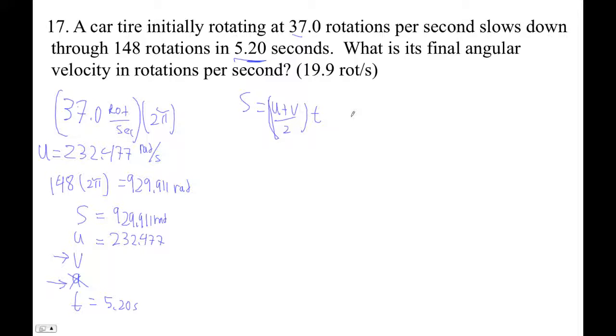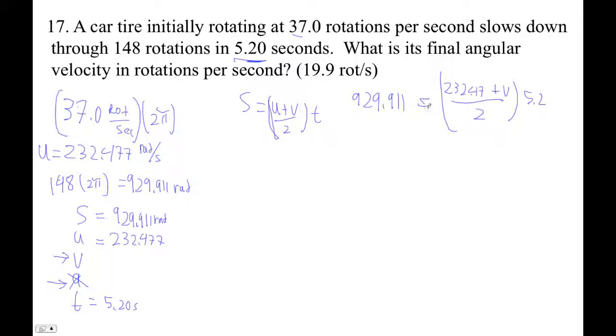Now we want to find our final velocity. So let's just plug the numbers in here. 929.911 equals initial velocity, which is 232.477, plus final velocity, over 2, times 5.2. Okay, so now we are set. I'm going to take 929.911, multiply by 2, and divide by 5.2.